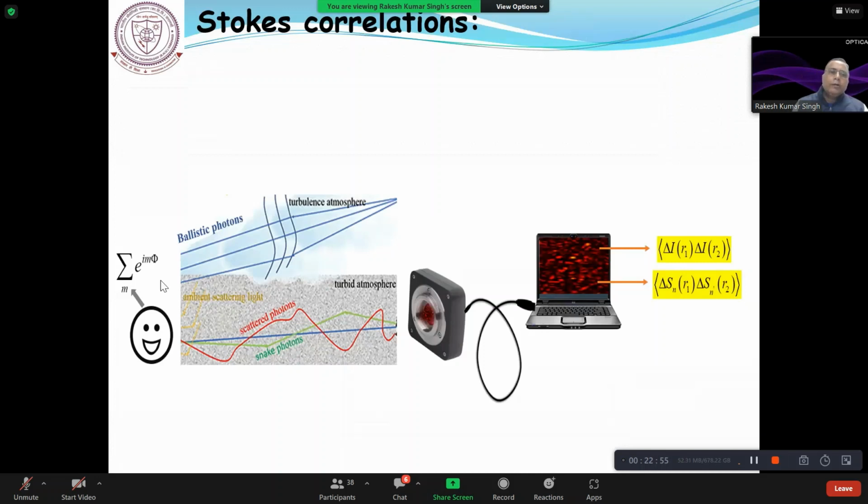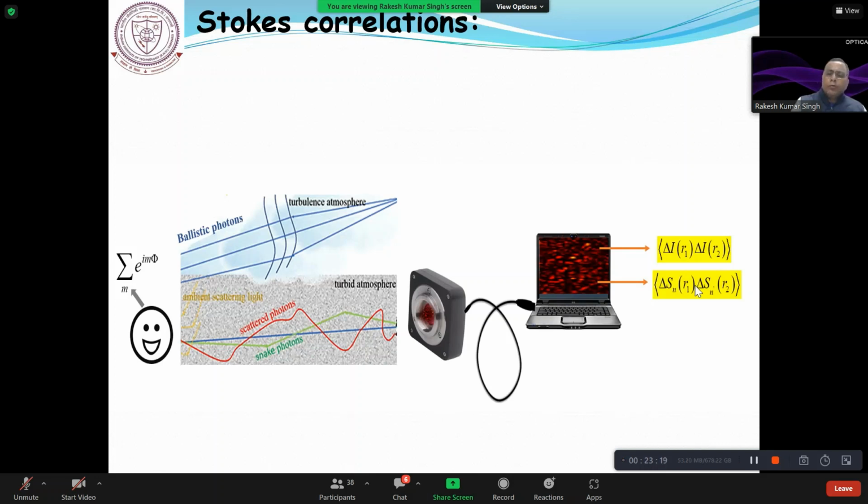So this is the information which is encoded in terms of the orbital angular momentum, OAM, modes. If I have an object which is considered a composition of OAM modes, and this information is propagating through a random scattering medium, what we get is a speckle pattern. By correlating the Stokes parameters of the speckle pattern, our idea is to recover the composition of the OAM modes.